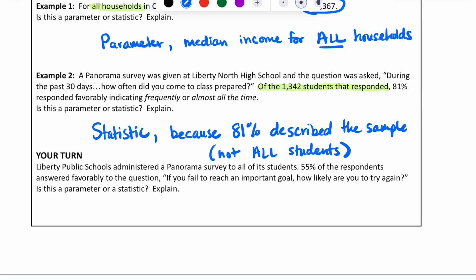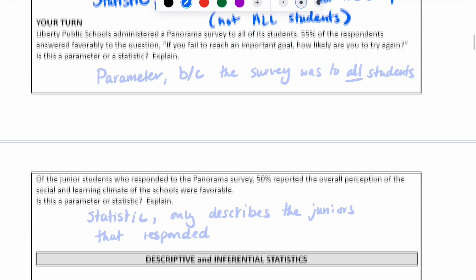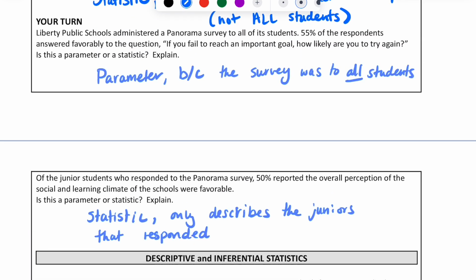So now it's your turn. Pause the video here. I want you to do the next two on your own here. Okay, if we go ahead and try this on our own, we should have got that the first one was a parameter. Again, since it was all the students that were surveyed, that keyword is all. And then on the second one, this was a statistic because that 50% is only describing the overall percentage of those juniors that responded.